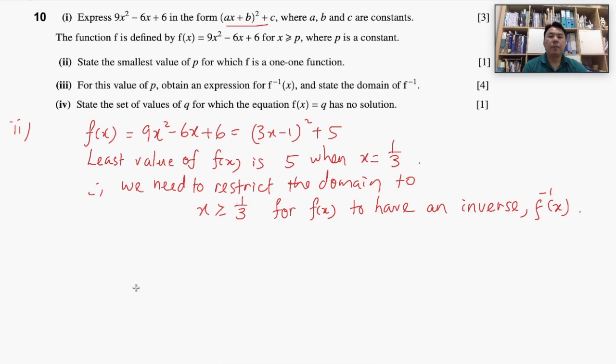Yeah. So the smallest value of p is 1/3. Okay, I hope that is clear. Okay, number 2, we need to obtain the expression for the inverse. Okay, obtain the expression for the inverse.